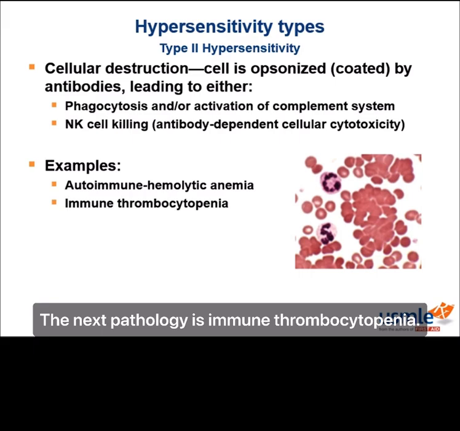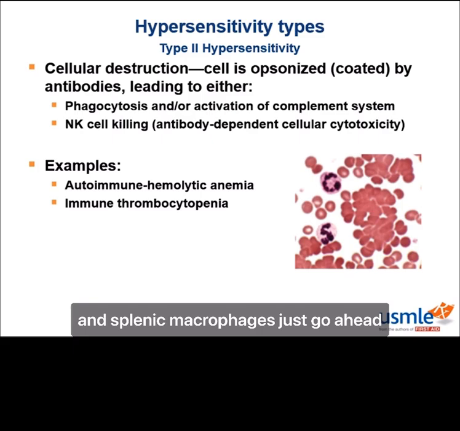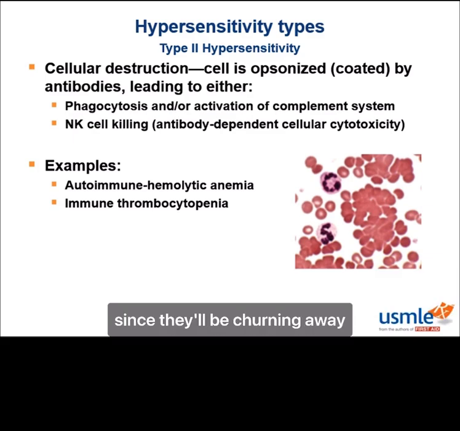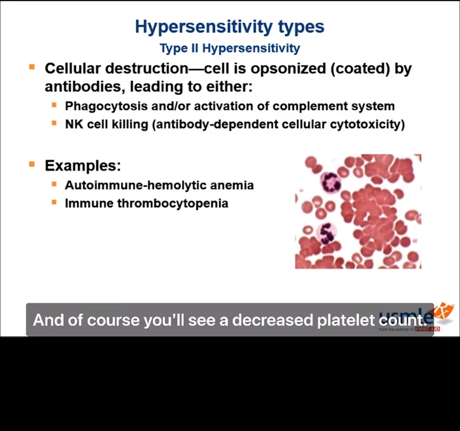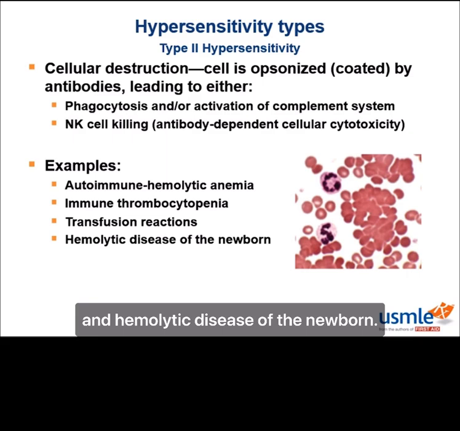The next pathology is immune thrombocytopenia. What happens is that there are anti-GP2B 3A antibodies, and splenic macrophages just go ahead and phagocytose the platelets. What should you see on lab findings? Well, you're right if you said you'd see an increased number of megakaryocytes on bone marrow biopsy, since they'll be churning away trying to make more platelets. And of course, you'll see a decreased platelet count. Now, other examples include transfusion reactions and hemolytic disease of the newborn.